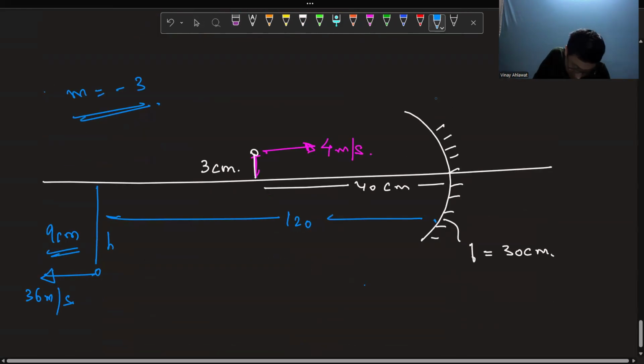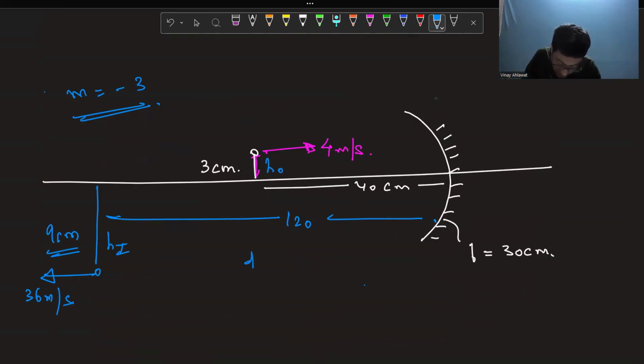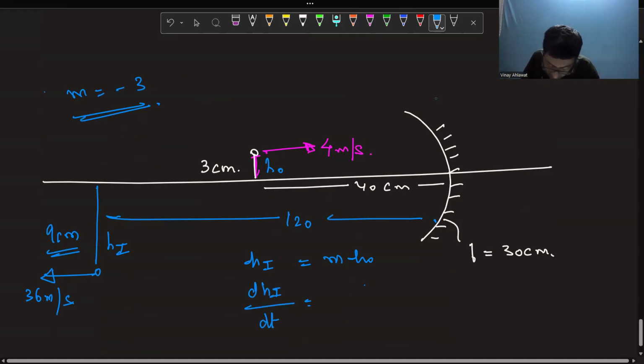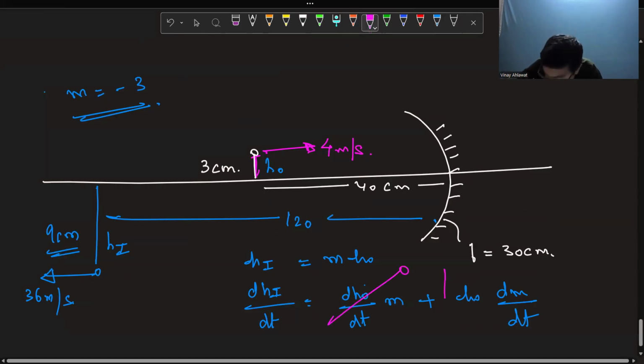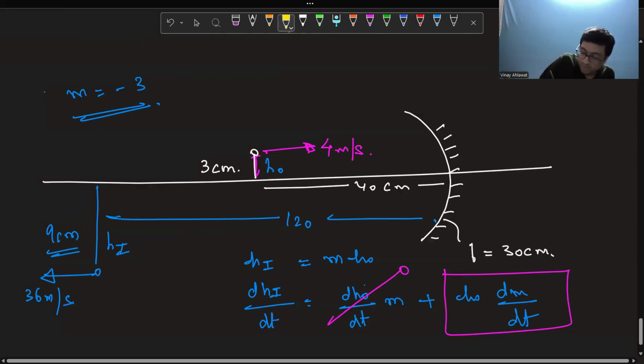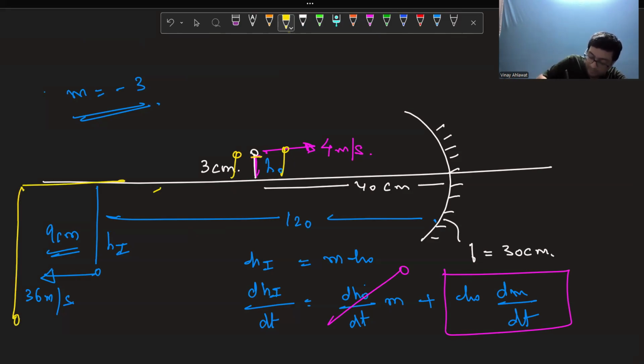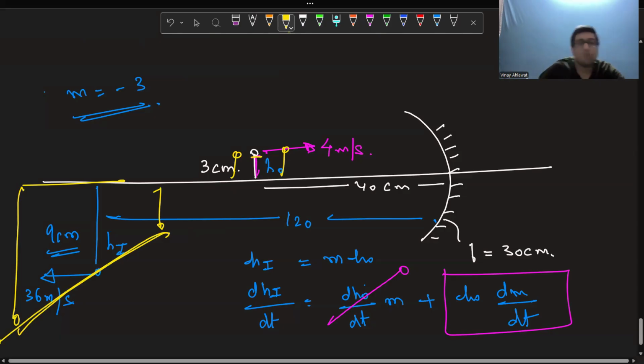This is height of image. This is height of object. So hi is m ho. dhi by dt is dho by dt into m plus ho into dm by dt. Do realize that dho by dt will be 0, but this quantity will be non-zero. So there will be a y component still. And you can realize that also, because as this body moves like this, your image will move like this. Agreed? So it's still moving in y-axis.